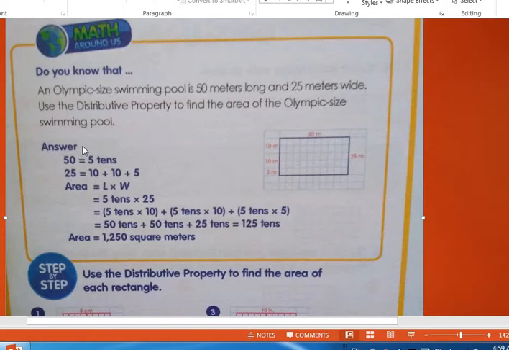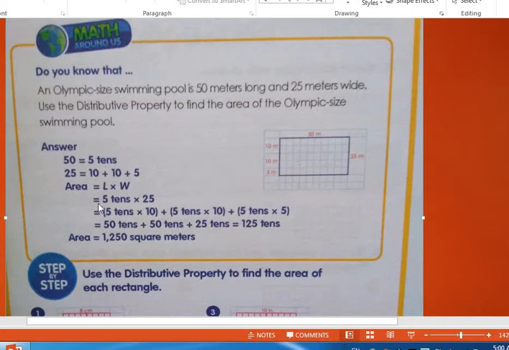The answer will be like this. I have 50 equals 5 tens. Do you remember? 50 means 5 tens. 2 tens means 20. 3 tens means 30. Can you remember this? Okay. So 50 is 5 tens. 25 is 10 plus 10 plus 5. So the area here is length times width, as I know. So I have here 5 tens times 25.